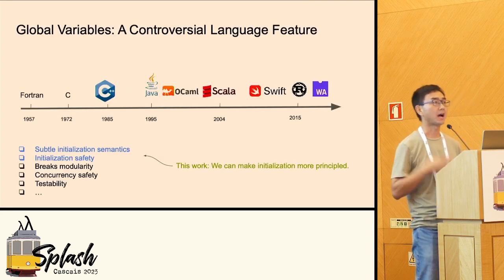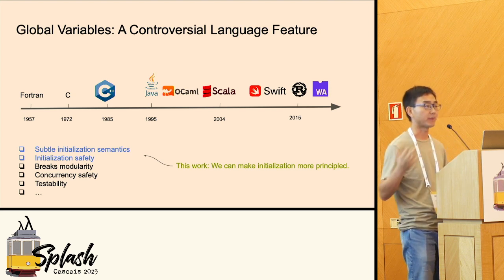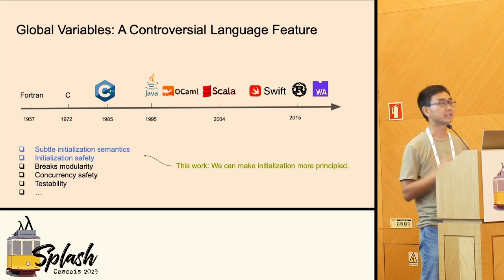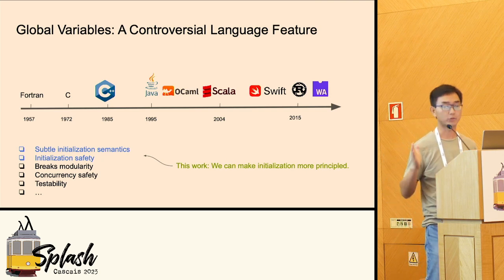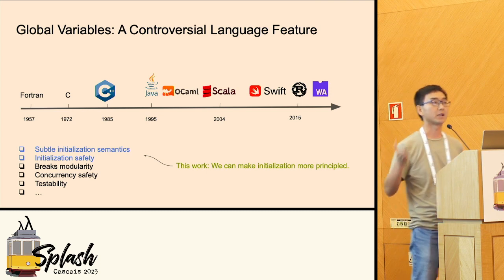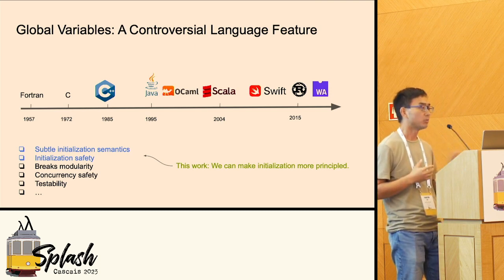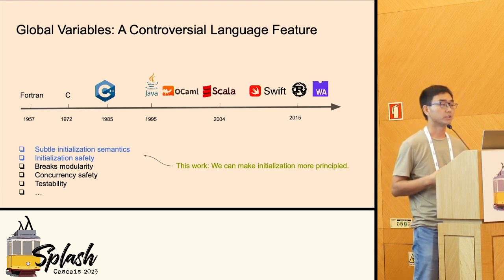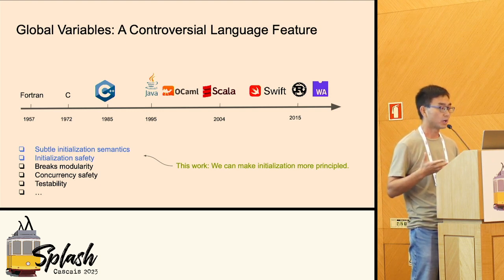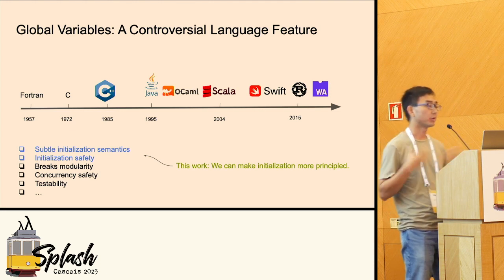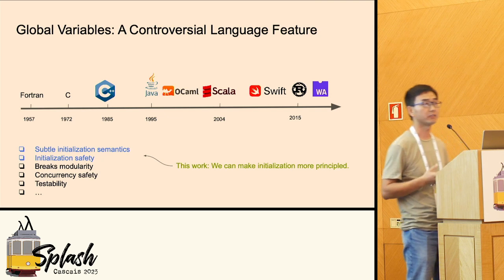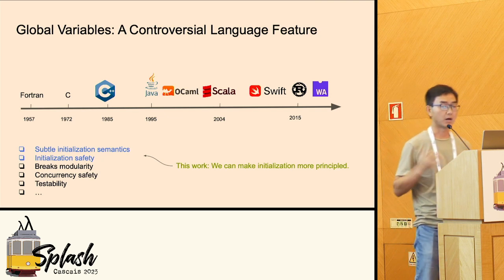Programming languages have made great progress on many aspects over the years. However, there is one aspect that hasn't changed much since the beginning of computer programming, that is global variables. Global variables exist in almost all languages, from Fortran to Scala, Rust, and WebAssembly. Global variables are a controversial language feature. It's well known that global variables cause all sorts of problems. They usually have subtle initialization semantics. Their initialization is unsafe. They break modularity. They are prone to data races. They make testing of programs more difficult, and so on.